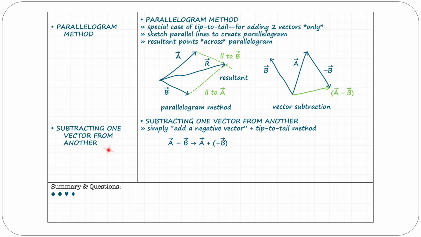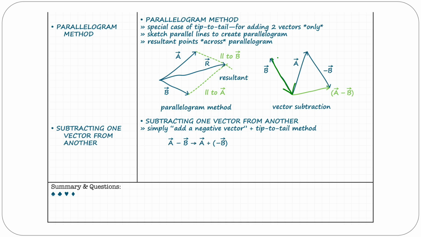You can also subtract a vector from another. When you are subtracting a vector, what you'll do is simply add a negative vector. We know how to add a vector using the tip-to-tail method. If you want to subtract vector B from vector A, you would add negative B instead. So, for example, here I have vector A and vector B. I would take vector B and negate it. I would go the opposite direction, same magnitude in the opposite direction. That is reversing vector B.